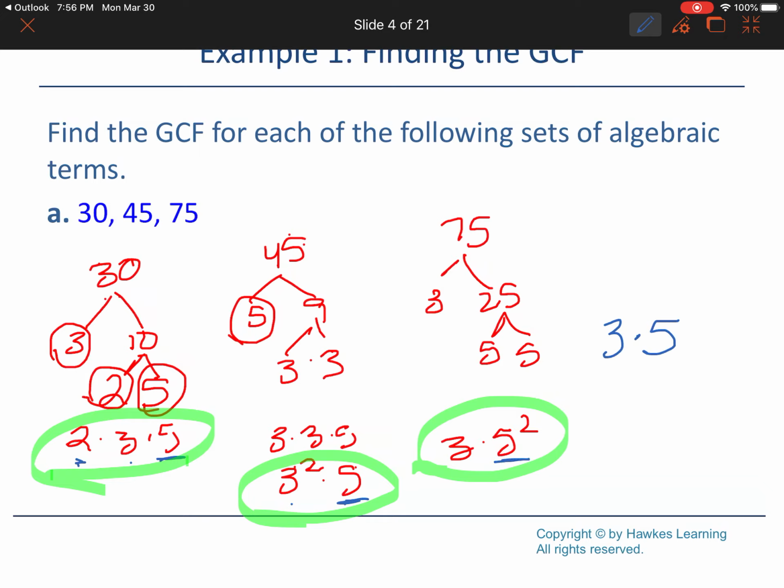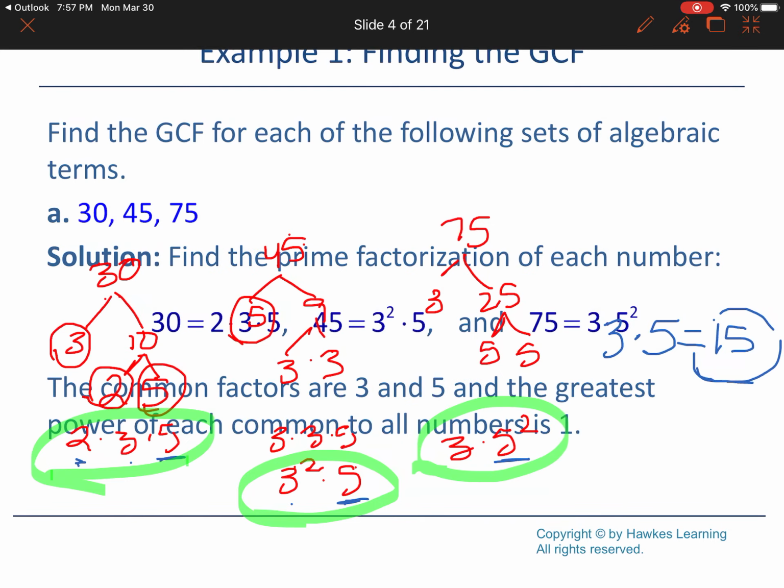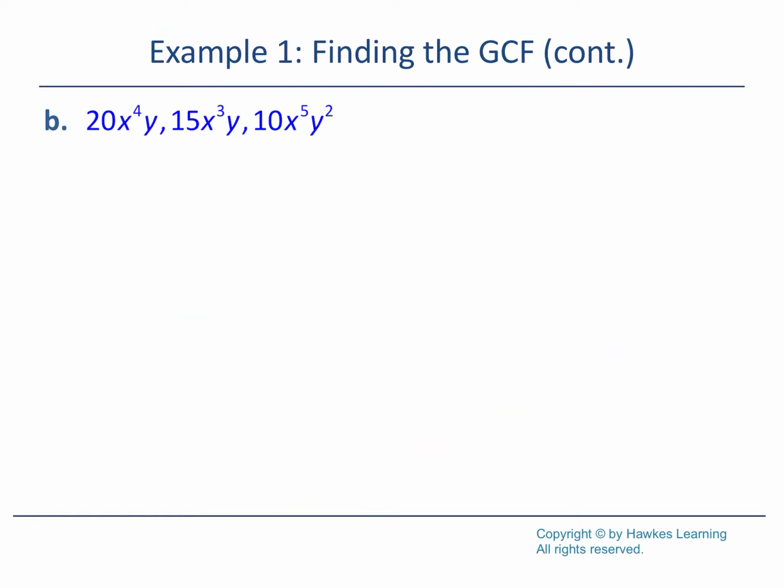And we can look here. We have 1 5 here. We have 1 5 here. We do have 2 5s here, but it has to be how many they have in common. So just 5. So that equals 15. So 15 is our greatest common factor. If by chance they didn't have any factors in common, the greatest common factor would be 1.